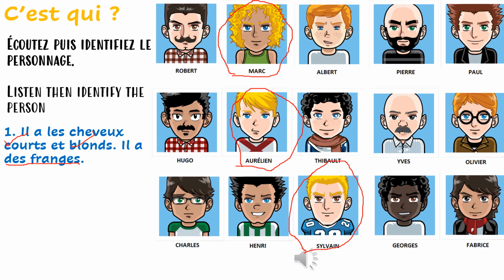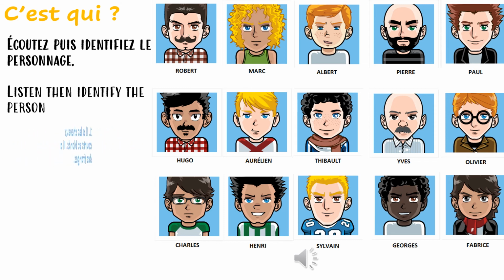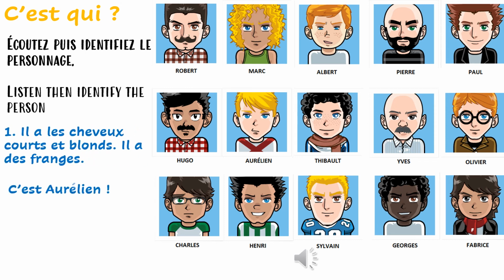Cool? Now, the defining characteristic is il a des franges. Des franges. What is une frange? That is bang. A bang, or fringes if you're in the UK. Il a des franges. He has bangs. So, who is it? Il a les cheveux courts et blonds. Il a des franges. The answer would be Aurélien. Bravo! If you got that right, congrats. On to the next one.